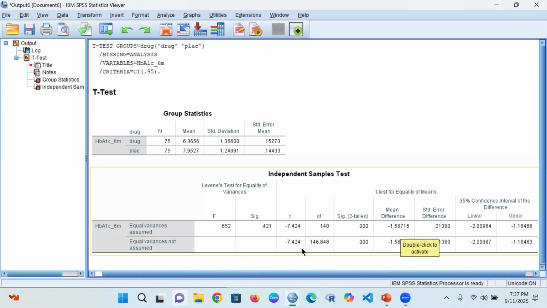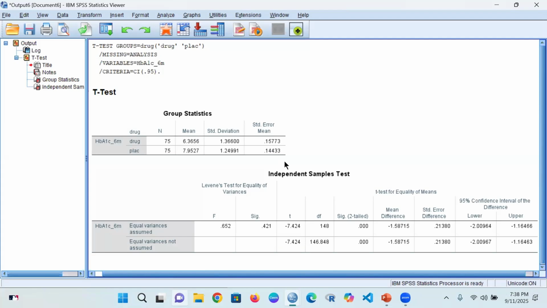So I want us to interpret this table of the independent sample t-test that we have run. First of all, at 6 months, the drug group has a much lower mean HbA1c, that is 6.37%, compared to placebo, which is around 7.9%. That means a difference of about 1.59 units.